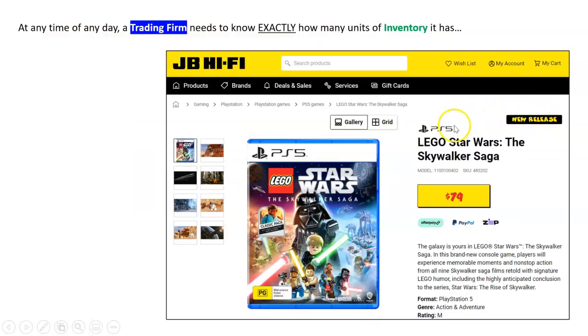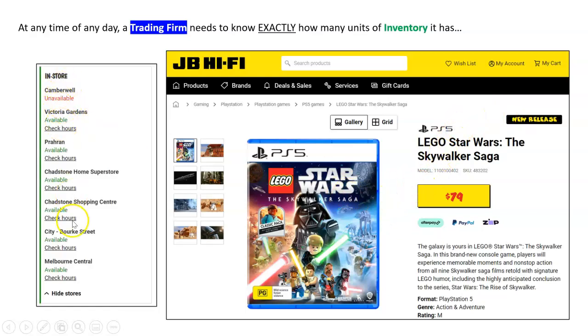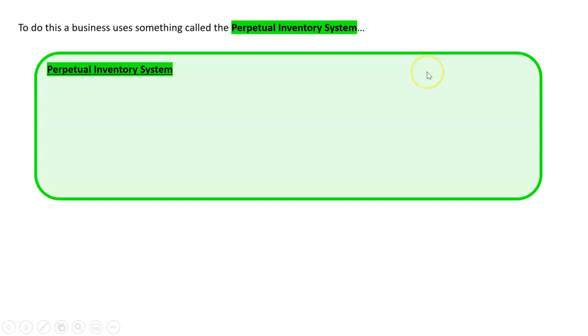And you can do the same for JB Hi-Fi. You can look up this video game and it will tell you where it is available and where it isn't. Pretty much every business now has a version of this that you can look up online. Well, that is part of what's called the perpetual inventory system. We looked at that earlier and said it has 3 main parts.